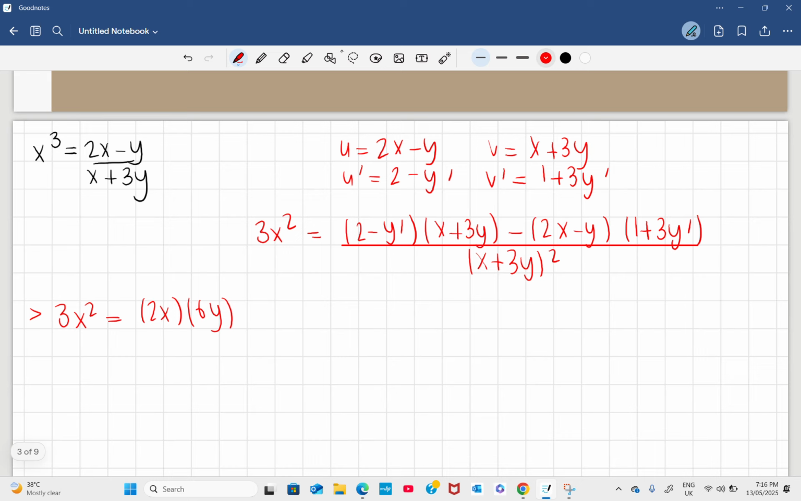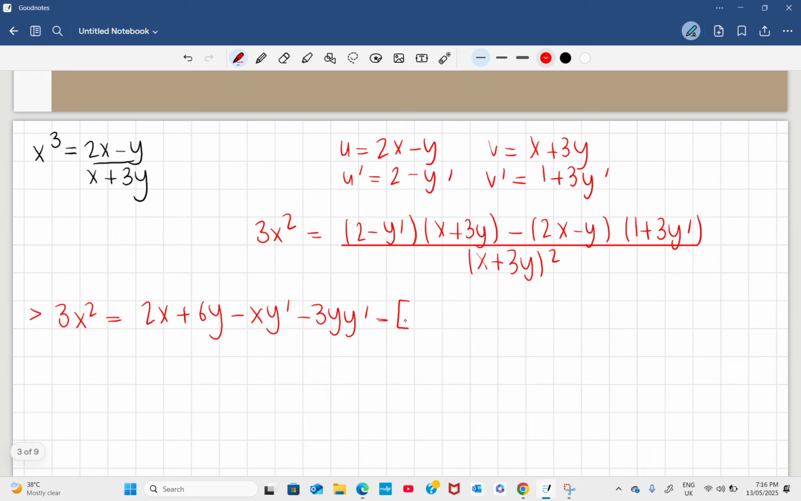So no, here there's no parentheses. Wait, I got mixed up with something else. Okay, 2 times x is gonna give me 2x, plus 2 times 3y is gonna give me 6y. Then minus y prime times x is gonna give me minus xy prime. Minus y prime times 3y is gonna give me minus 3y y prime.